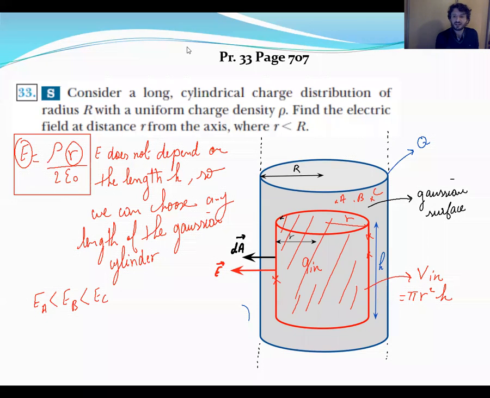If you draw the relation between E and r, you get a linear relation between them, starting from 0 and increasing with r. Okay, we can say like this.